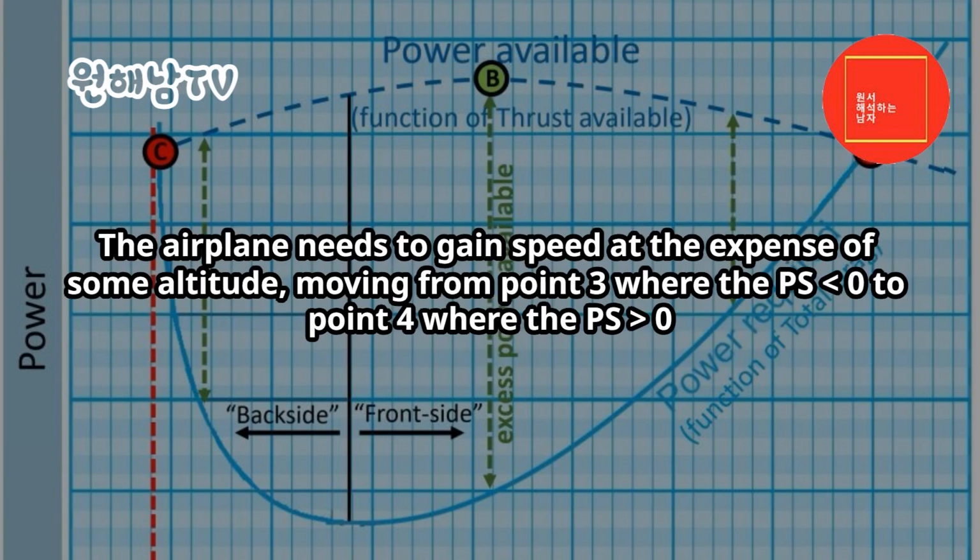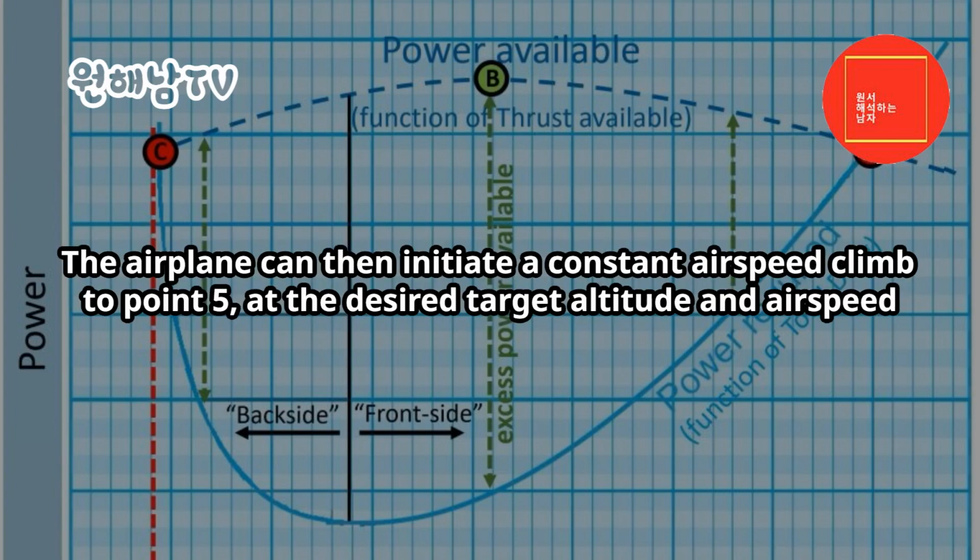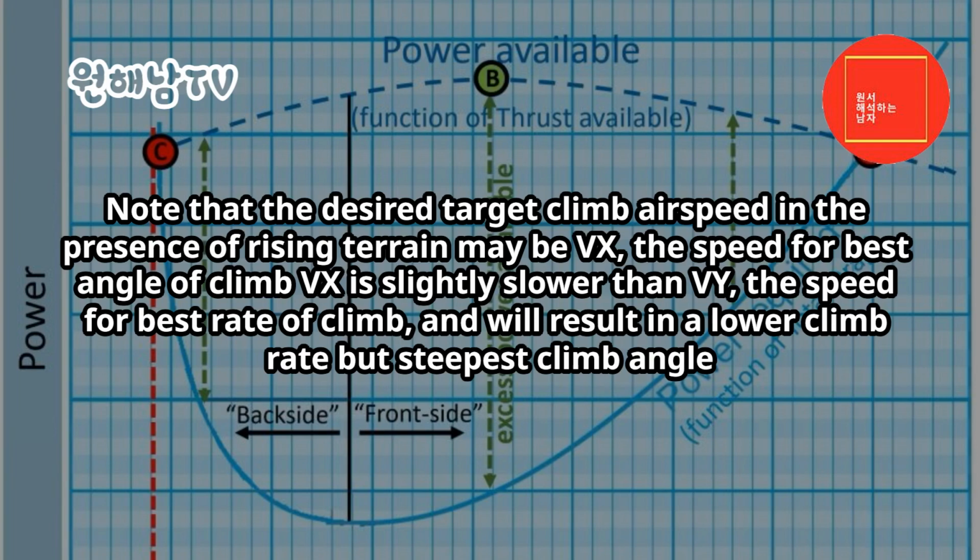The airplane needs to gain speed at the expense of some altitude, moving from point 3, where the PS is less than 0, to point 4, where the PS is greater than 0. The airplane can then initiate a constant airspeed climb to point 5, at the desired target altitude and airspeed. Note that the desired target climb airspeed in the presence of rising terrain may be Vx, the speed for best angle of climb. Vx is slightly slower than Vy, the speed for best rate of climb, and will result in a lower climb rate but steepest climb angle.